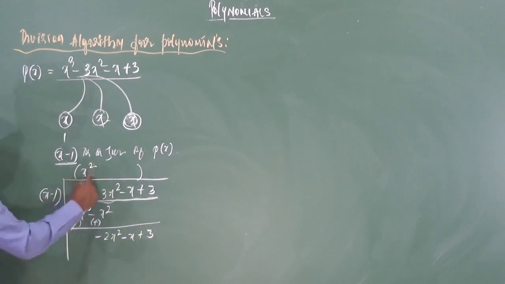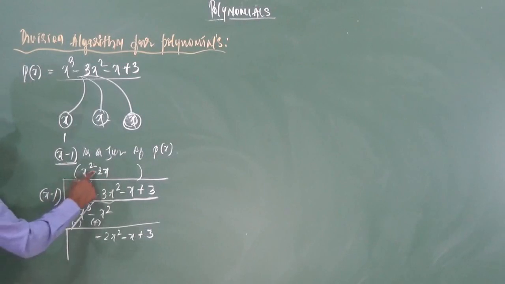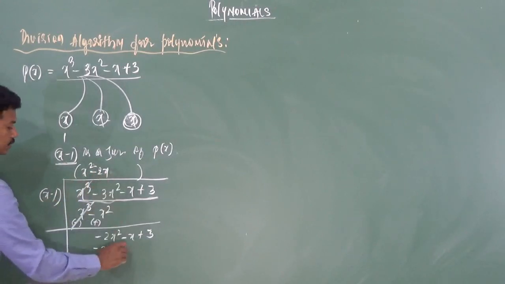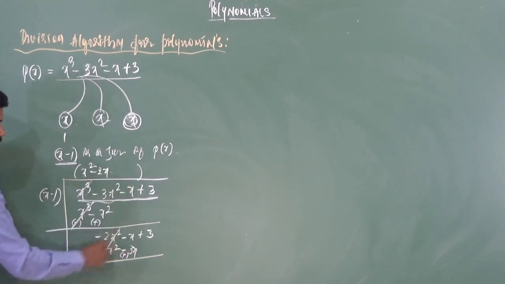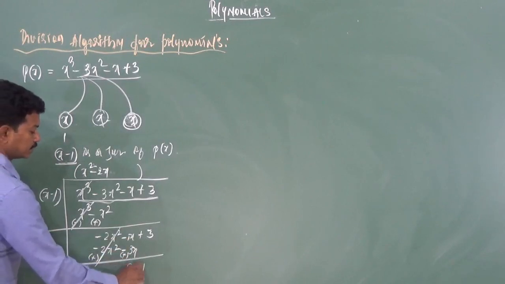So x into what gives you minus 2x square? It is minus 2x. X into minus 2x is minus 2x square. Minus 1 into minus 2x is minus 3x. So this is plus and this is plus, it gets cancelled. Plus 3x minus 1x is 2x plus 3.